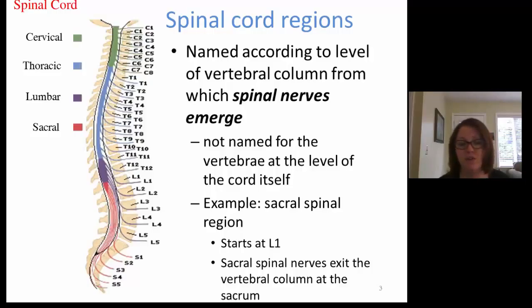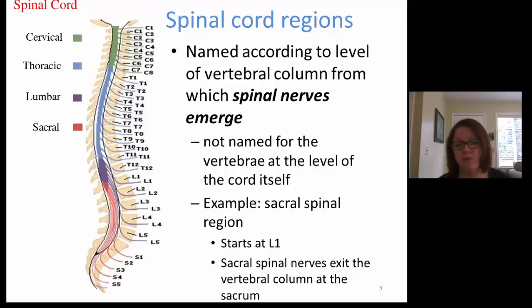Now, if you look closely, you're going to notice that the sacral region of the spinal cord, which is the bottom, most inferior portion of the spinal cord, ends at around the level of lumbar vertebra number 2, right? And so if you look below that, you see these little red squiggly lines. And those are just nerves.